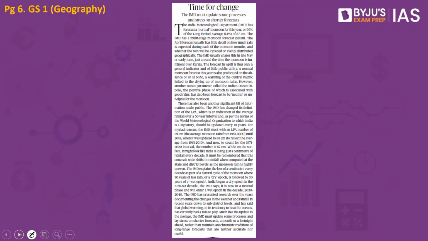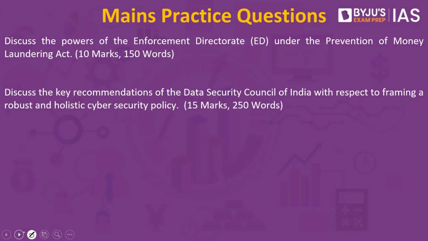Now let's look into the next article. This article says time for change. The article here is speaking about the India Meteorological Department. We did speak about this particular article in our daily quiz recently. We did discuss the El Nino, the El Nino Modoki, and also the long period average. All of this has been discussed in the last 1 week's daily quiz. Kindly look into it. Now let's look into the mains practice questions.